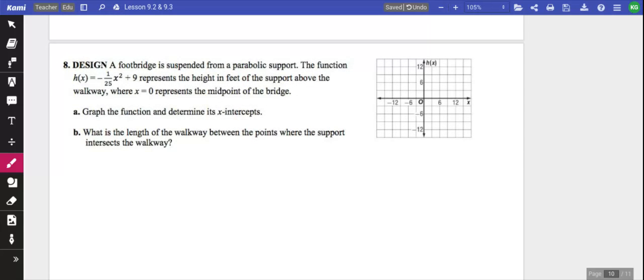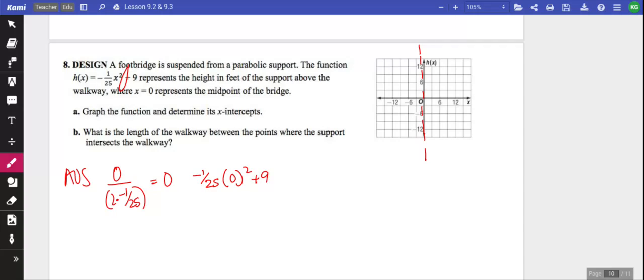Okay, on this one we have the function negative 1 over 25 x squared plus 9x. And in order to find the axis of symmetry, there is no b term. So I'm going to do 0 over 2 times negative 1/25, which is 0. Sub 0 back into my equation, and I get 9. And I know that this one is going to open down because of the negative out front.